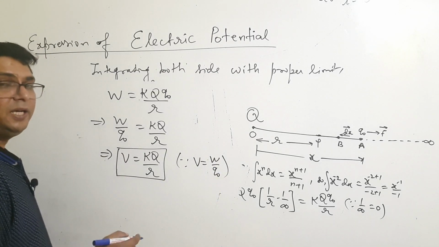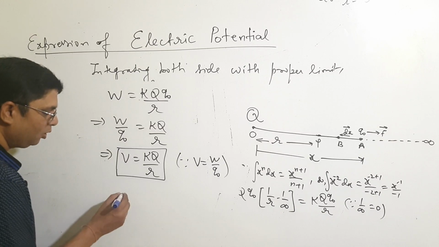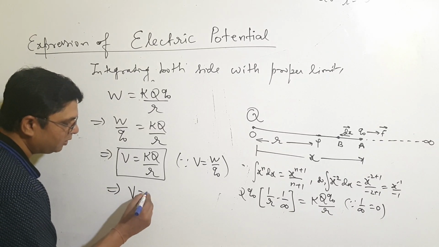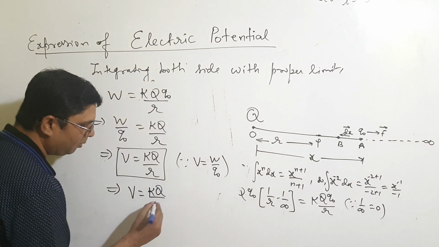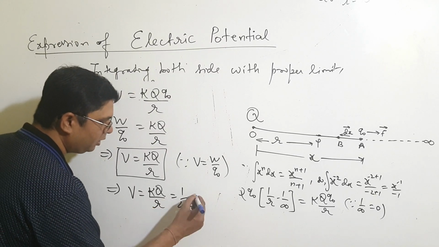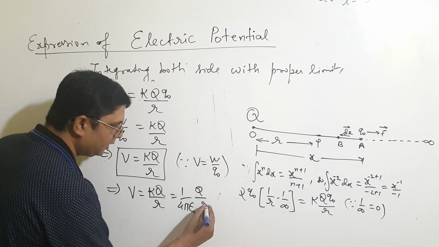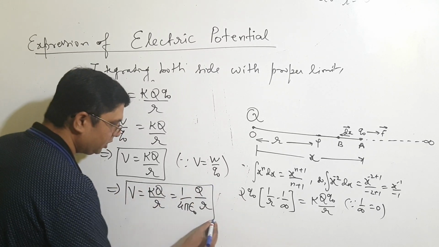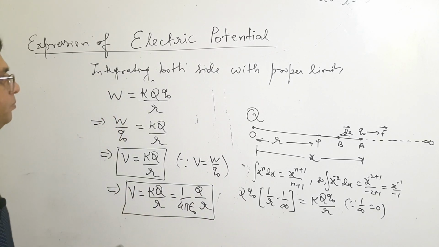Here the value of k is 1 by 4 pi epsilon naught. So you can also write V equals kq upon r, which is equal to 1 by 4 pi epsilon naught, q by r. This is the equation for potential.